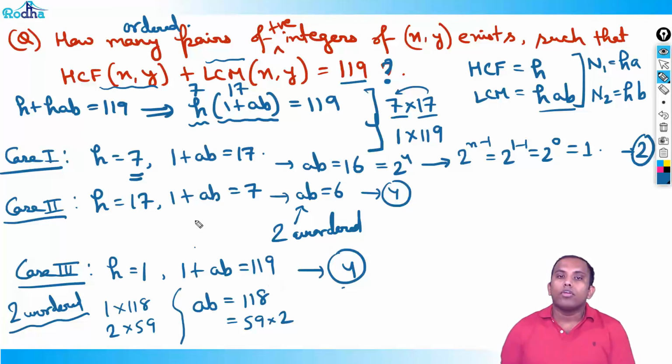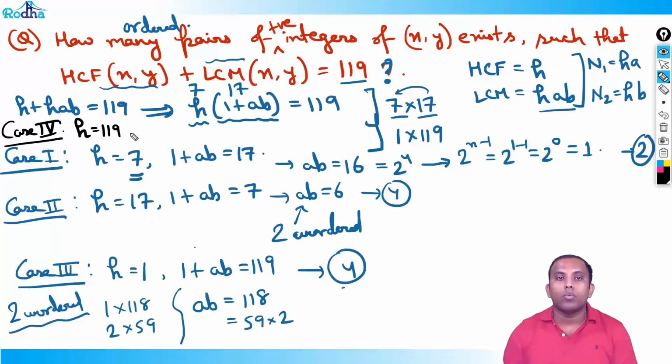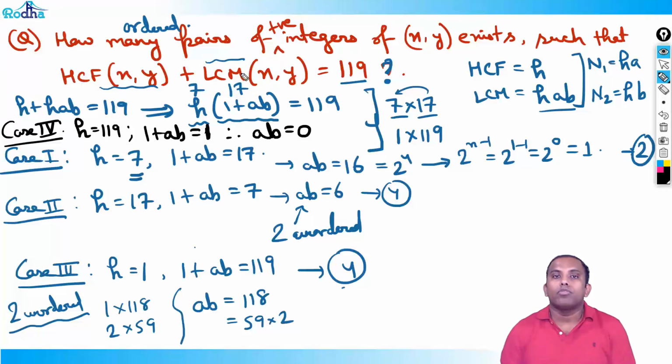Now, case 4. You can sense that case 4 won't exist. Why won't case 4 exist here? Because in case 4, H has to be equal to 119 and 1 plus AB is equal to 1. That means A into B equals 0. That means one of the numbers is 0. That is not possible. If one of the numbers is 0, their HCF will also be 0, their LCM will always be 0. 0 plus 0 will not be equal to 119.